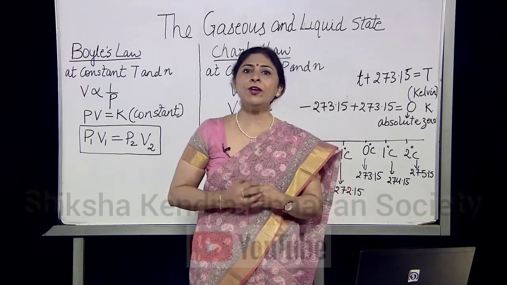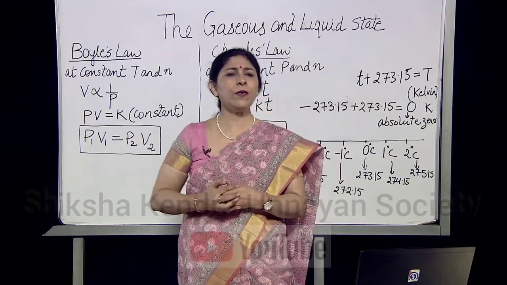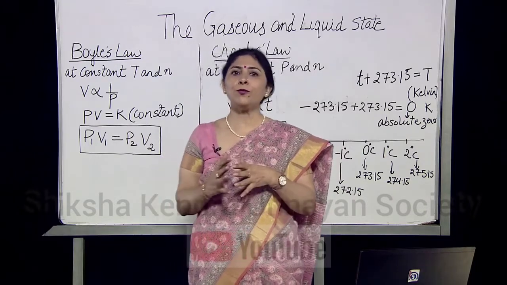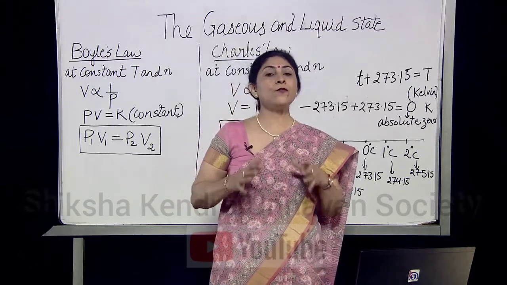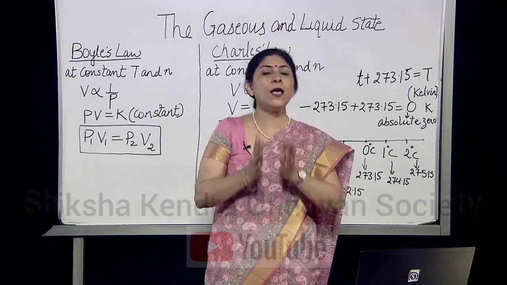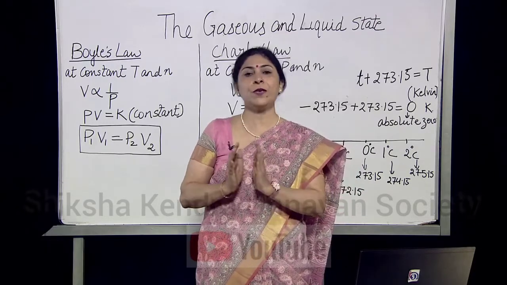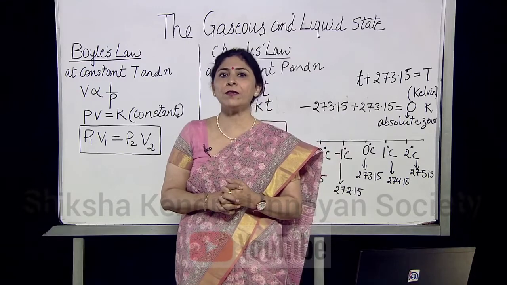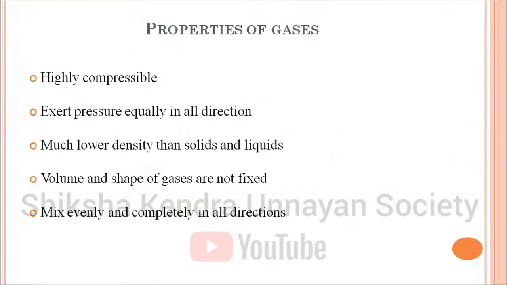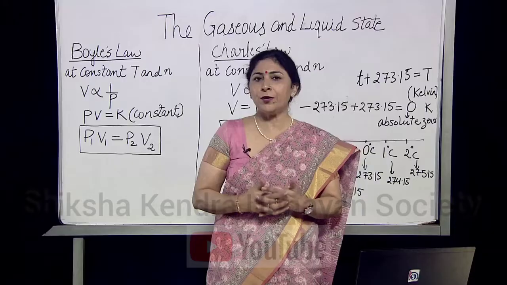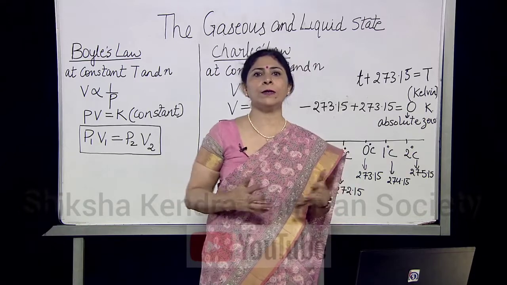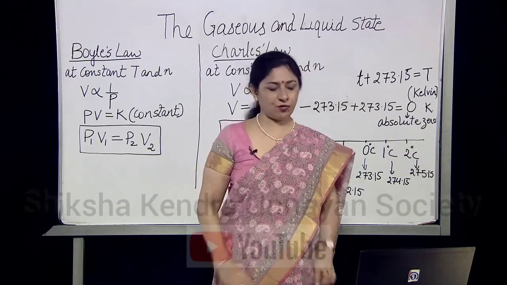Then, the volume and shape of gases are not fixed. How can we explain this? We know that the molecules are very far apart, so it is very difficult to bring them very close and to give them a proper shape. So, we can say the volume and shape of gases are not fixed. Then, they mix evenly and completely in all directions. There, too, we have a lot of examples where gases are evenly mixed in many directions.